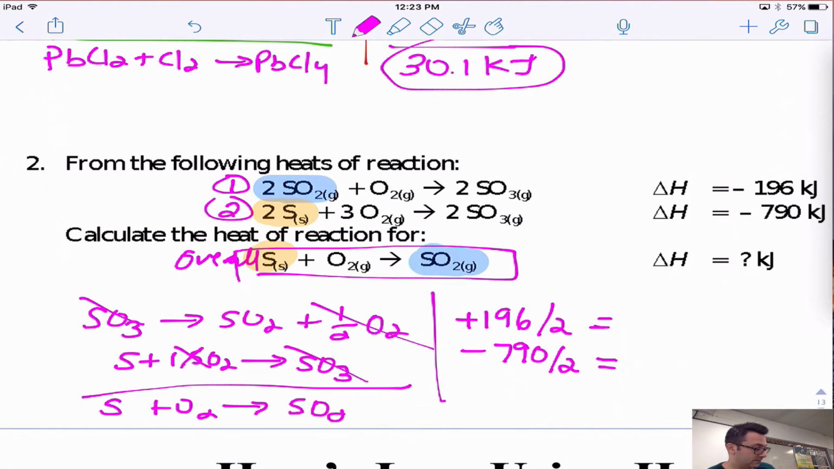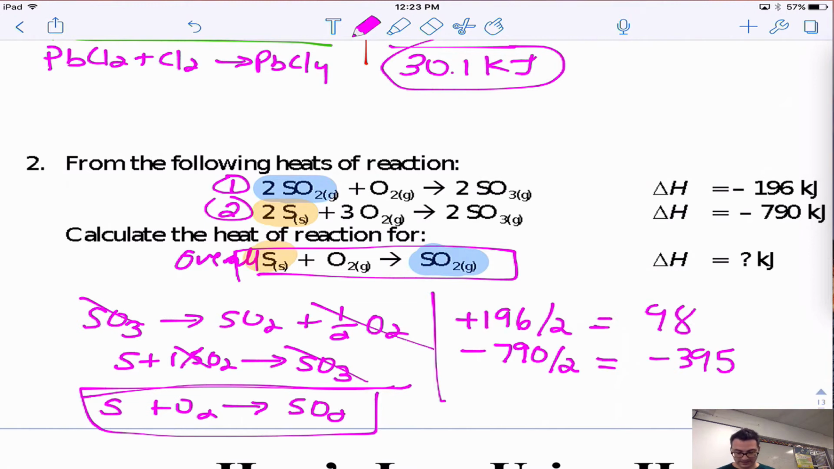There it is. So now we need to find the delta H. So now when I find the delta H, I'm going to do my 196 divided by 2. That gives me 98. I'm going to do my 790 divided by 2. That's going to give me negative 395. And then I'm going to add them together. And when I add them together, I get negative 297 kilojoules. So there we have it. We know how to do Hess's law by adding processes.